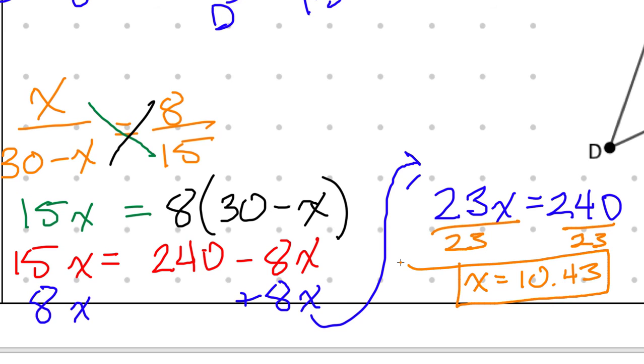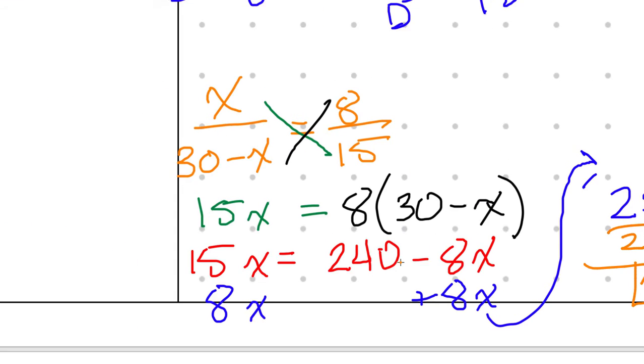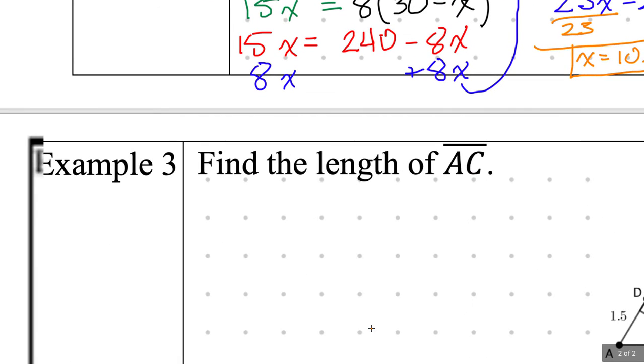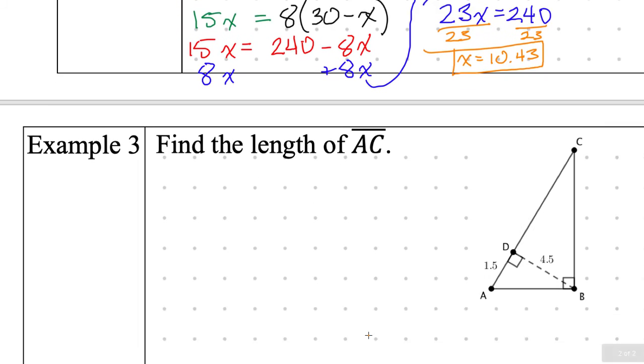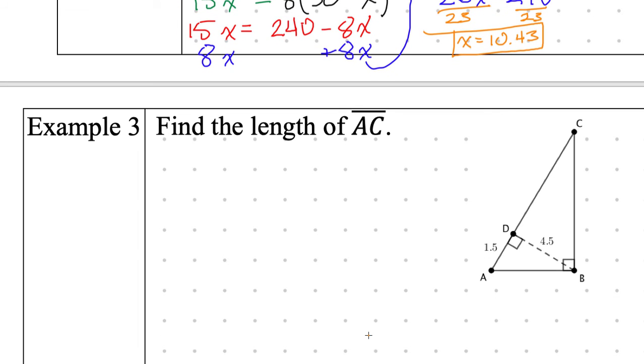Yeah, these puzzles, they're fun, they're hard, they're challenging. We have 2 more. Let's go to the back. Example number 3. If there are questions at any time, just raise your hand. We'll answer them. All right, we need to find the length of AC. We have part of it. We know that AD is 1.5. I need to find the full length.